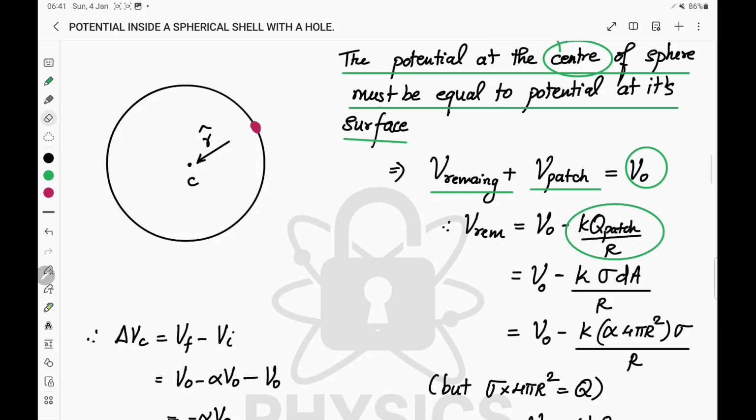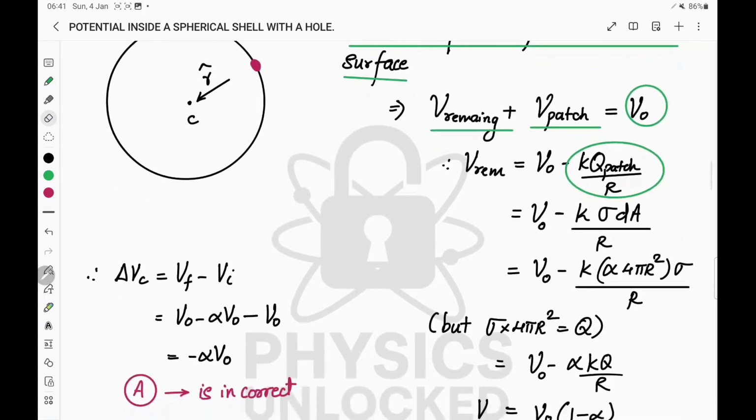And we can use the formula that charge on the patch will be equal to surface charge density into area of the patch. If we use this formula, you will see that dA is already given in the question as alpha into 4 pi r square. So alpha into 4 pi r square multiplied by sigma. But wait, sigma into 4 pi r square is the total charge on the sphere. That means sigma into 4 pi r square will be replaced by Q.